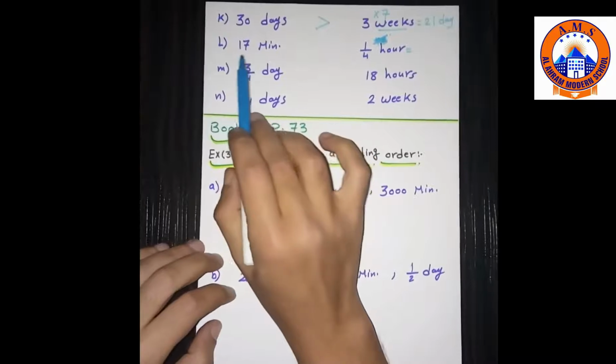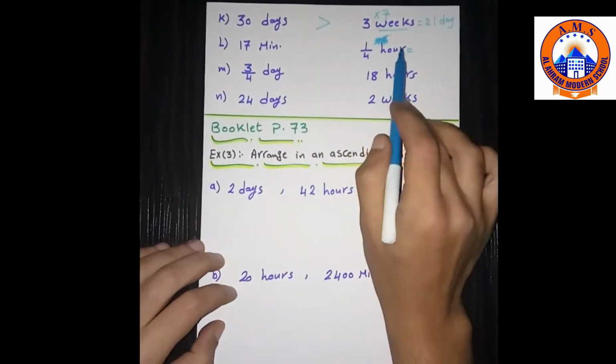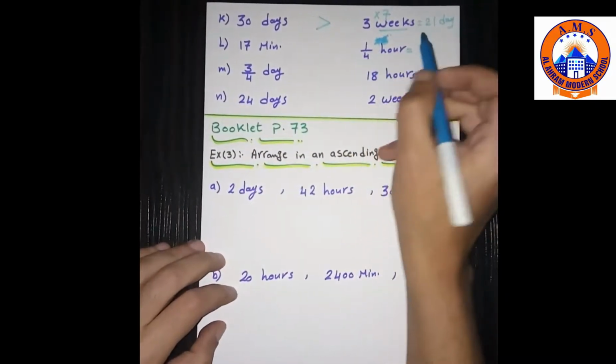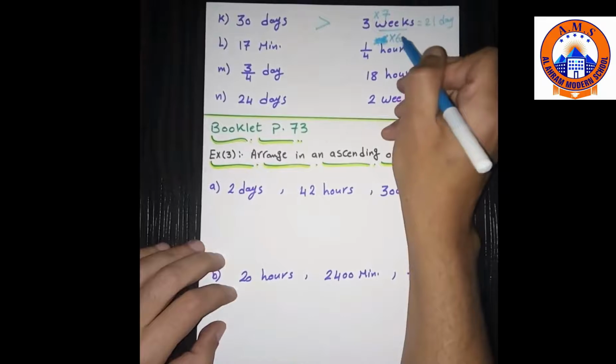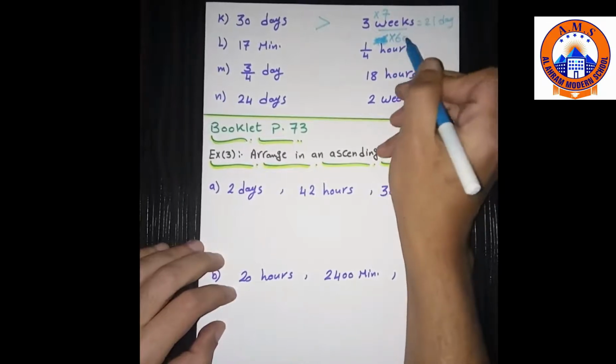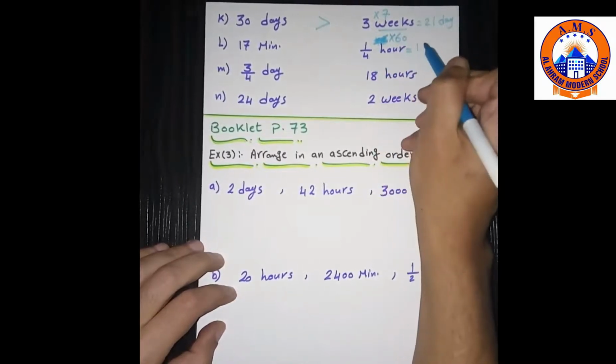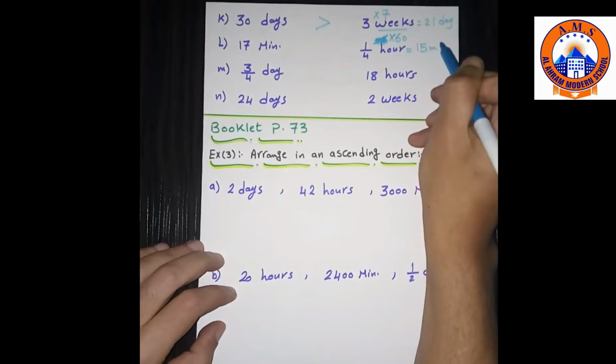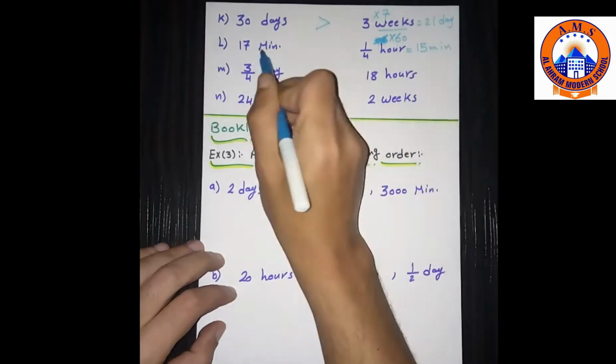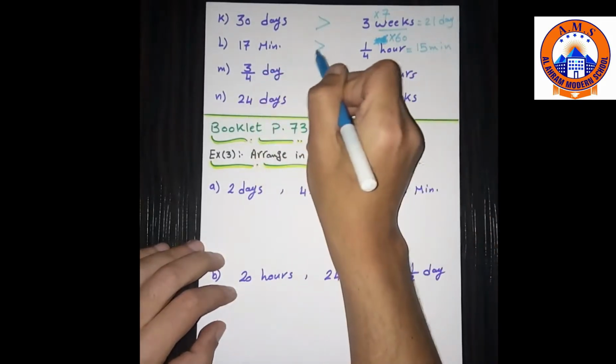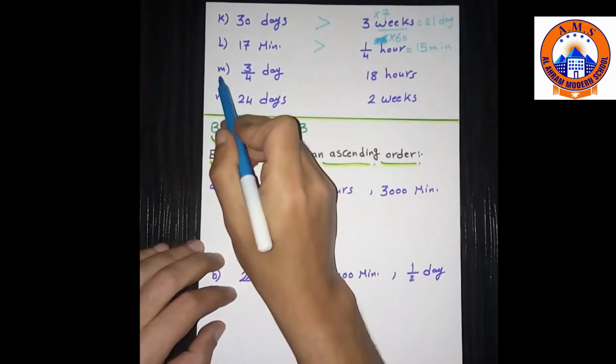Question number L, we have 17 minutes and a quarter of an hour. I will change this hour into minutes by multiplying by 60. So 60 divided by 4 equals 15 minutes. Here we have 15 minutes and here is 17 minutes. 17 minutes is greater.